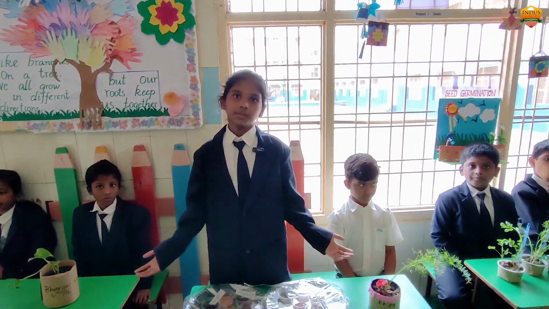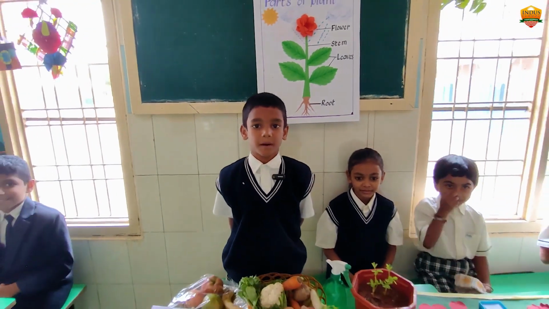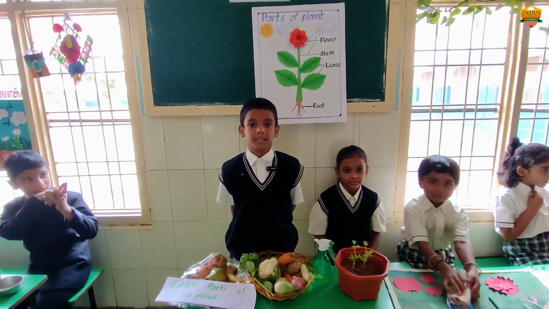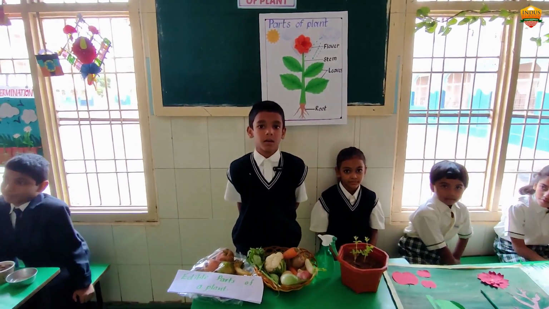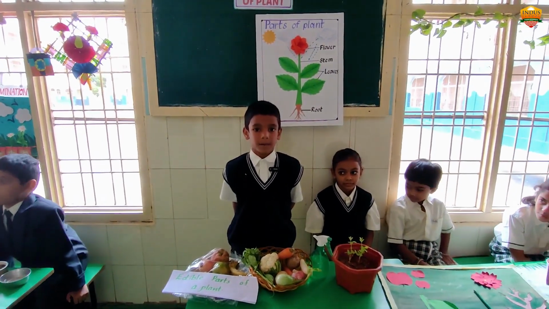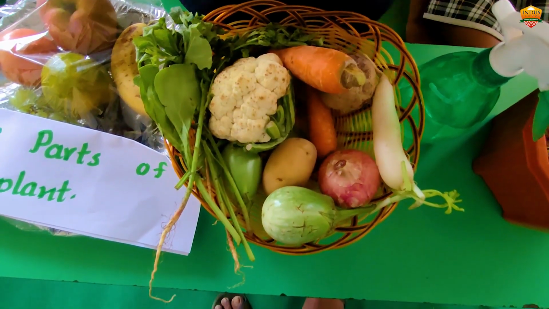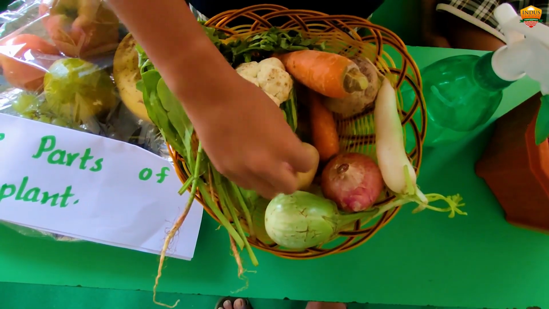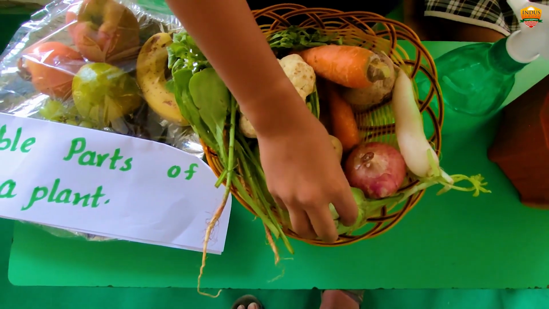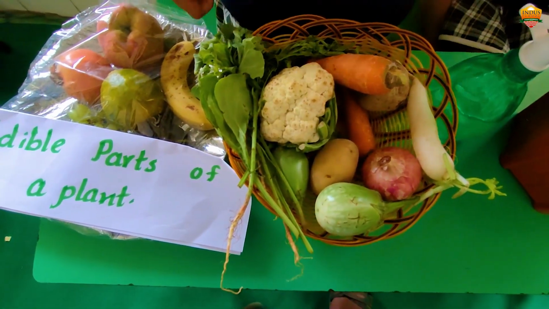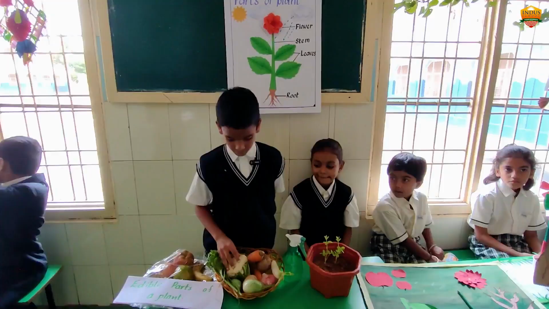My friend will continue. Most of the plants store their food in different parts of the plant, like leaves, stem, flowers, seeds, etc. They can be consumed by animals. They are called edible parts of the plant. Examples: roots: radish, carrot, beetroot; stem: onion, potato; leaves: spinach, etc.; fruits: brinjal, etc.; flowers: cauliflower.